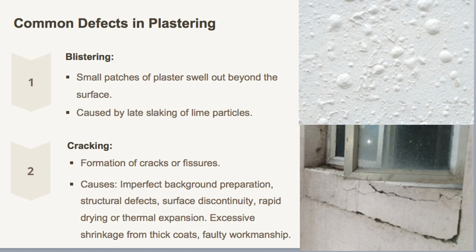Next is cracking. Cracking is a significant defect that appears as fissures in the plaster. The causes of this include inadequate preparation of the wall surface, structural faults in the building, uneven application leading to discontinuities, and movements in both the background and plaster surface due to factors like thermal expansion or rapid drying. Hope you remember that gypsum plaster can expand while lime sand plaster may shrink excessively if applied too thickly.